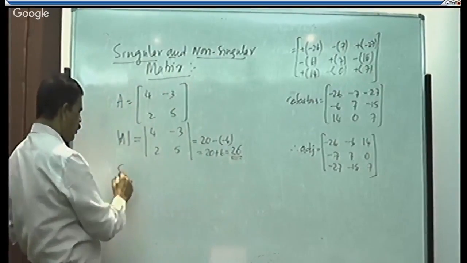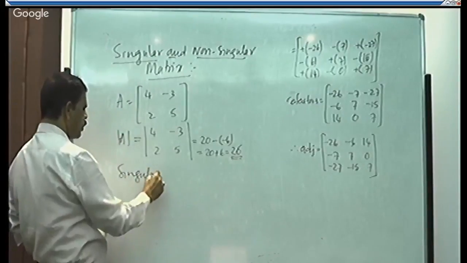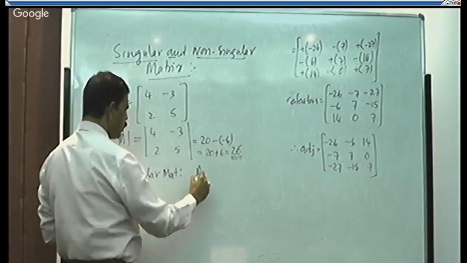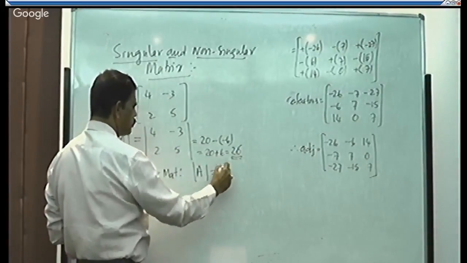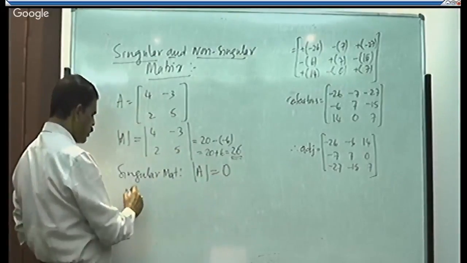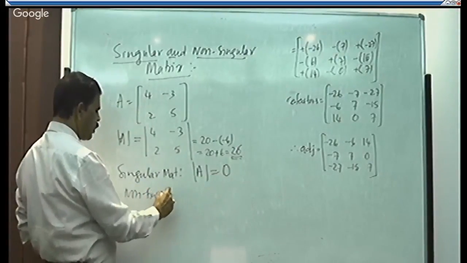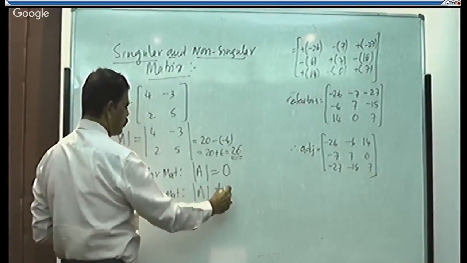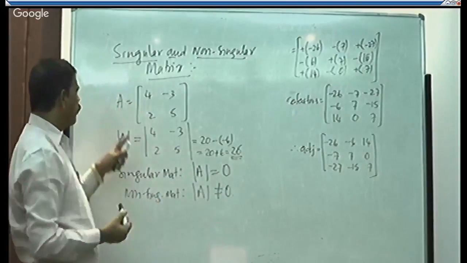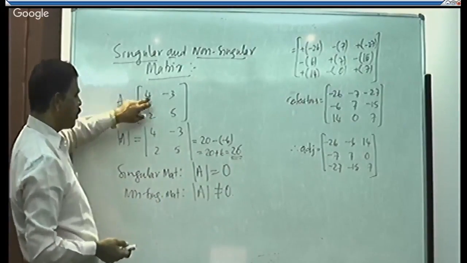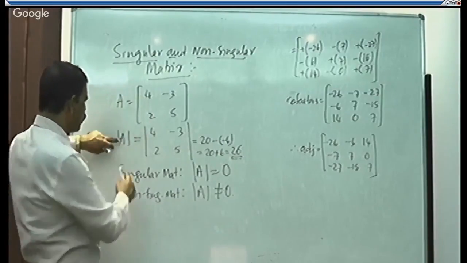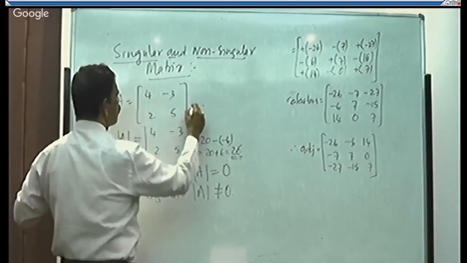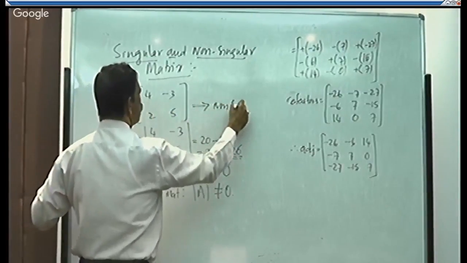So what is a singular matrix? It is a square matrix for which determinant A is always equal to 0. For a non-singular matrix, the determinant value is always not equal to 0. Then the example I have written, it is a square matrix. I found the determinant value, which is not equal to 0. Hence, this matrix is said to be a non-singular matrix.